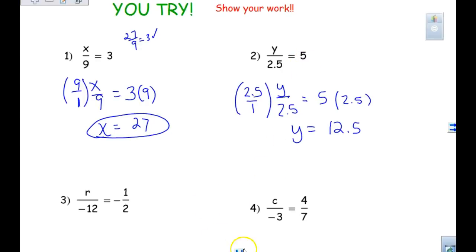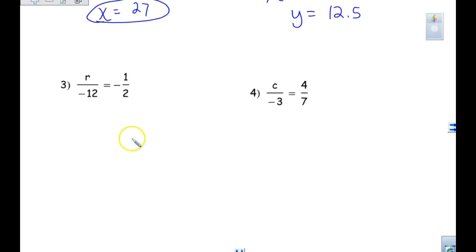All right, so then we get these ugly fraction ones and people just go, oh, this is not right, this doesn't make sense. So, Ellen, as we look at this first one, what do we want to multiply by on both sides to get rid of that negative 12?